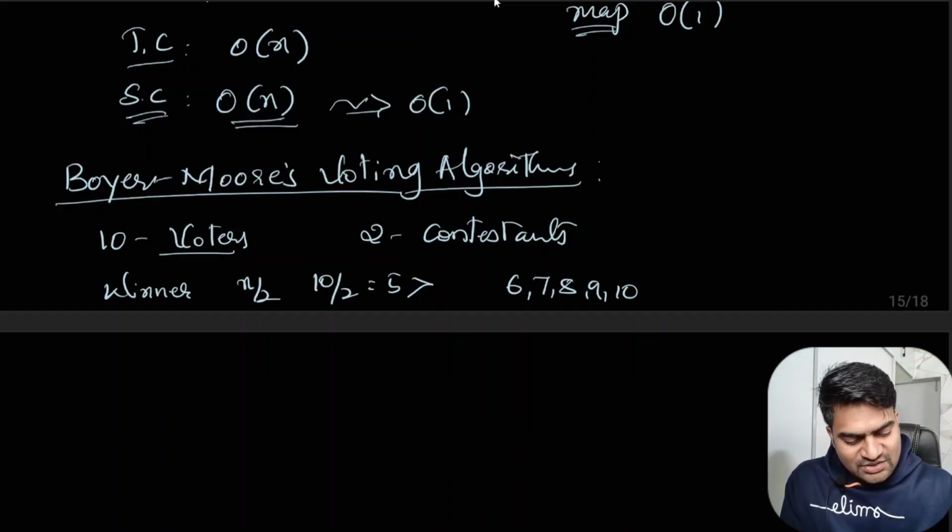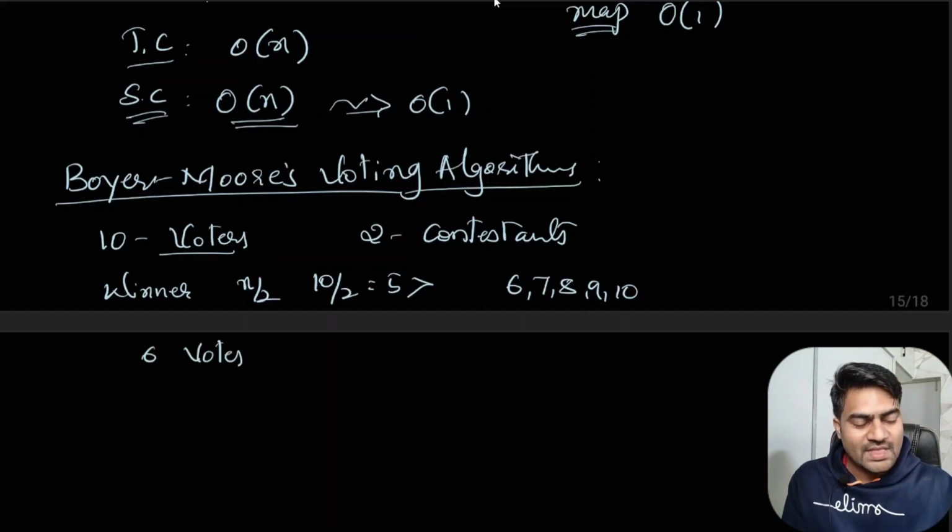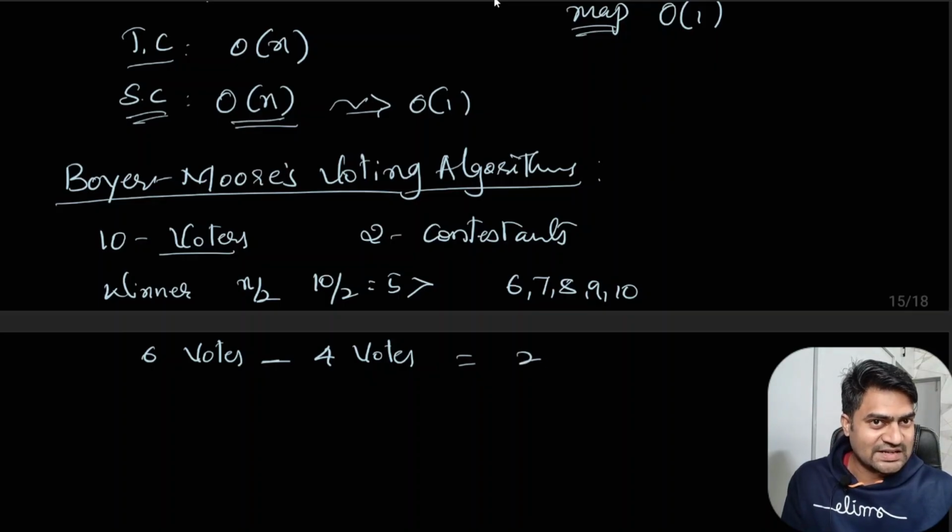Assume our voting is done and one contestant got 6 votes, correct, right? And another will get 4 votes for sure, correct, right? So if you see the difference, how much is it? The difference is 2. Now let us try to determine this difference.